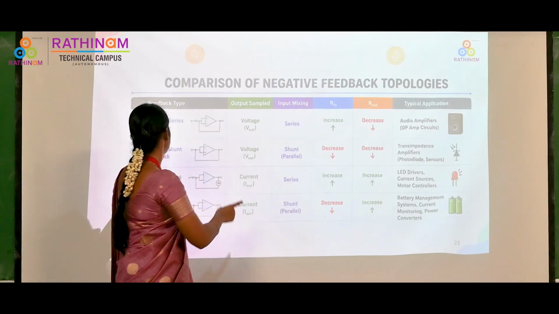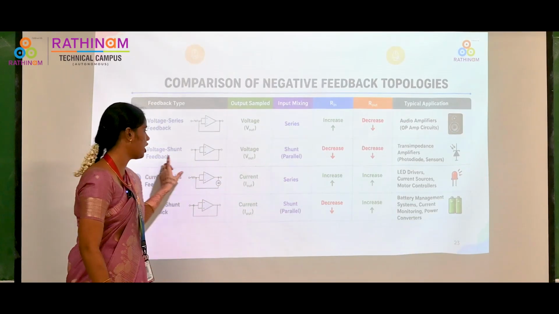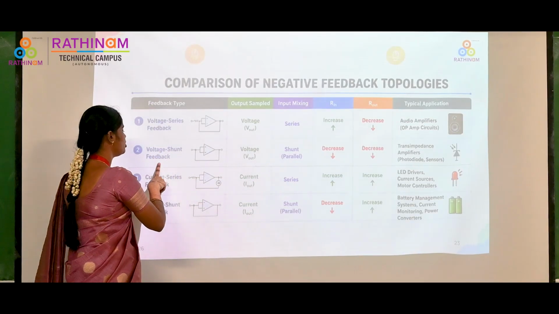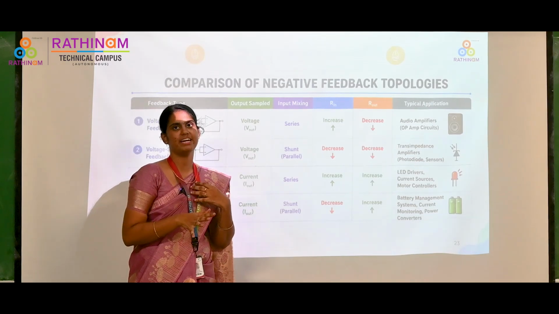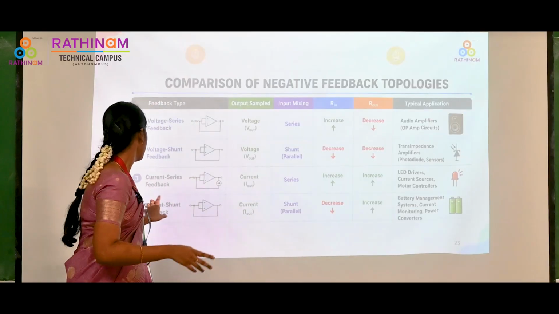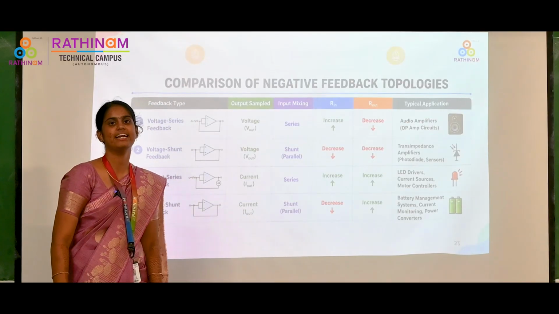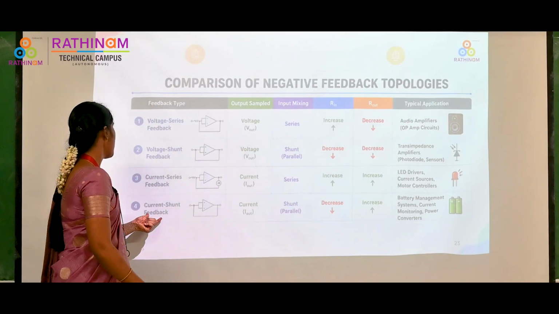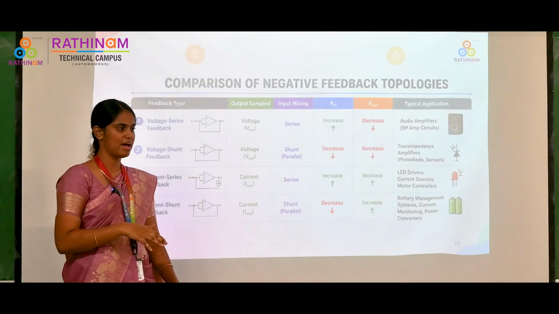The usage of voltage series is in audio amplifiers, and voltage shunt feedback is in transimpedance amplifiers. It can be used in your automobile headlights, and current series can be used in LED drivers, whereas for street lamps, current shunt is used for battery management.